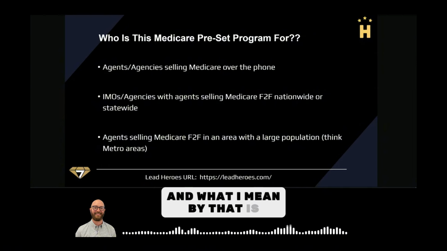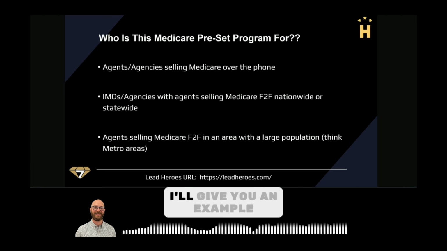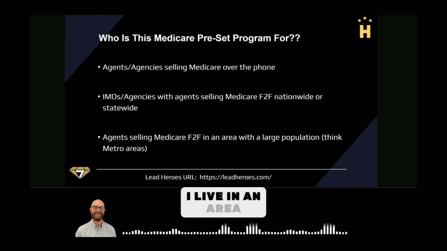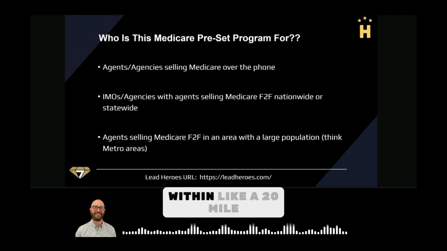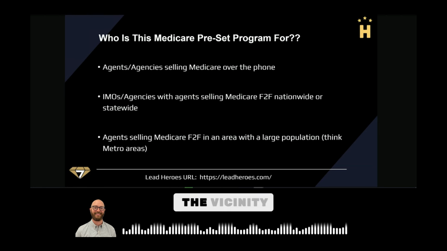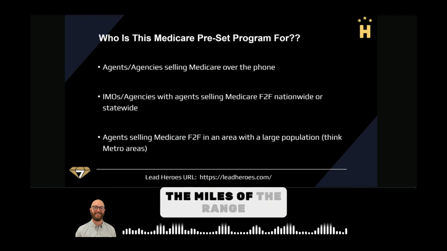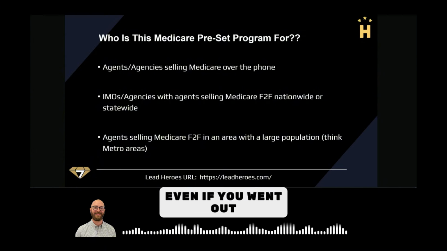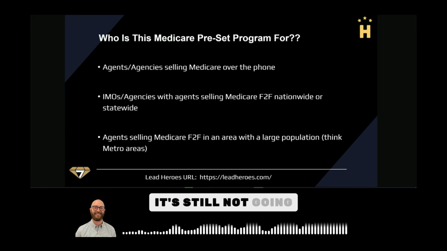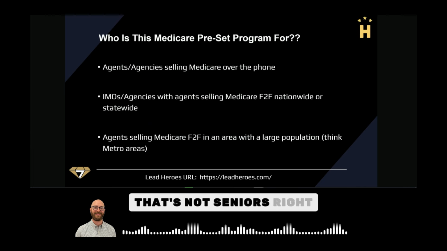And what I mean by that is if you live in an area with a smaller population center. I'll give you an example. I live in an area where there's only about 30,000 people total population within like a 20-mile vicinity. And even if you increase the range of where I'm currently located, even if you went out to say 50 miles, it's still not going to be a big population. And that's total population. That's not seniors, right?